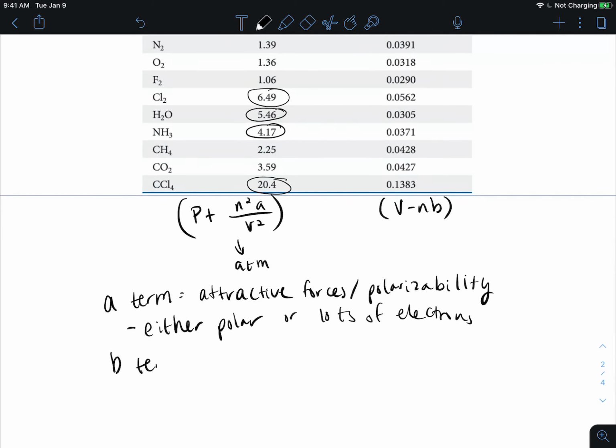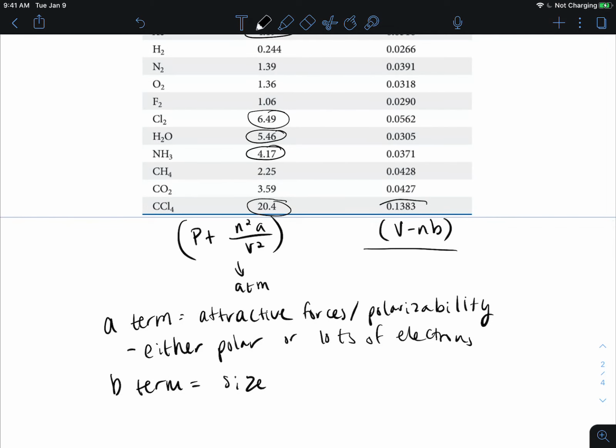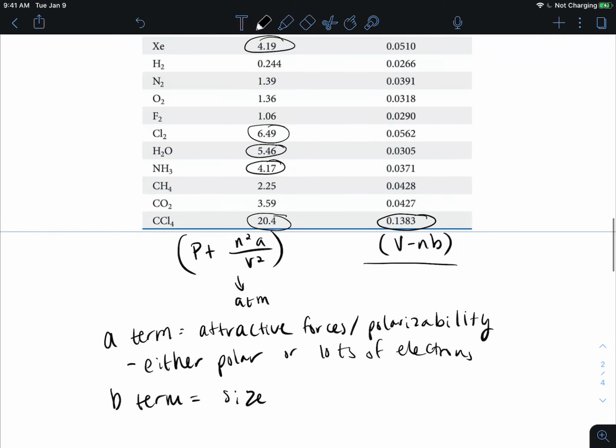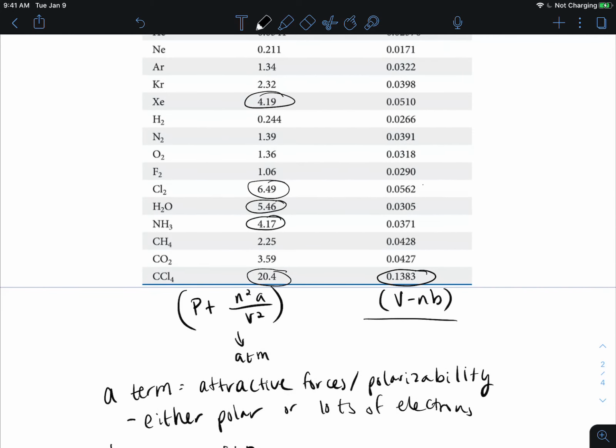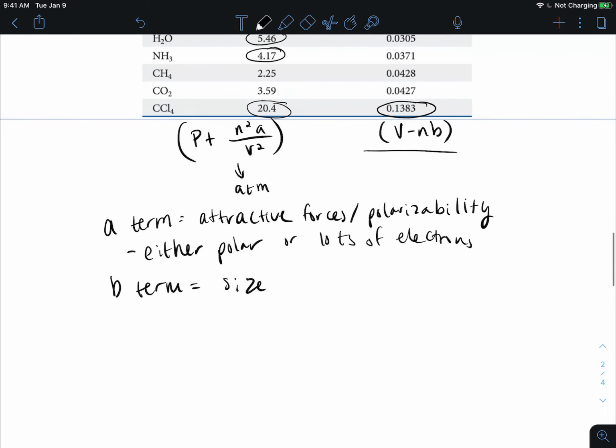Our b term is really just talking about size. So the larger the substance, the greater that b term is, because we're using this in our volume. So again, if we look, CCl4 has a very large b term because it's a very large molecule. Some other ones that are going to be larger are things like Cl2, right, and xenon. So things, again, that are larger molecules. So those larger molecules are going to have large b terms.